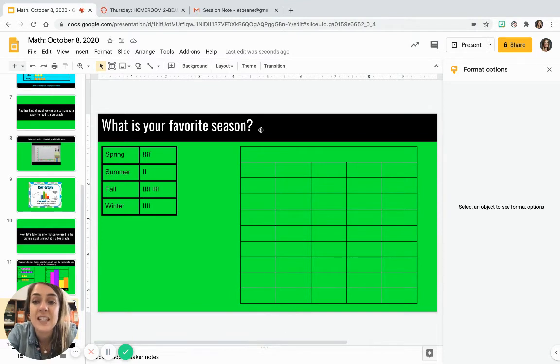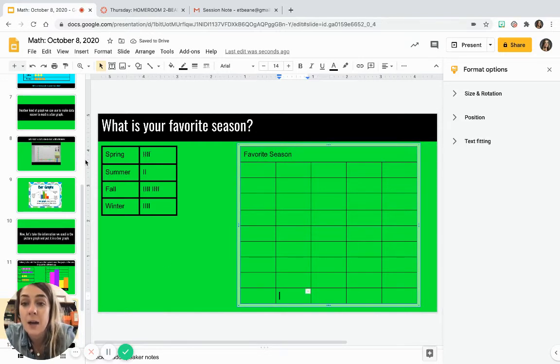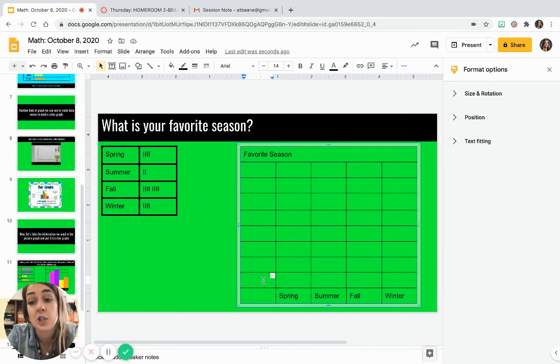All right. So this is another thing that we could do. I'm going to title my graph. Remember, all graphs need a title. This is a bar graph. I'm going to title it favorite season. I'm going to label the bottom with what the topics were. So spring, summer, fall, winter. And 1, 2, 3, 4, 5, 6, 7, 8. I'm going to go up by 2s.